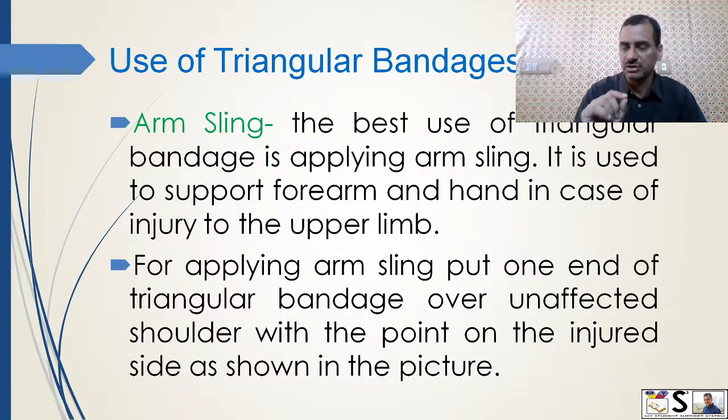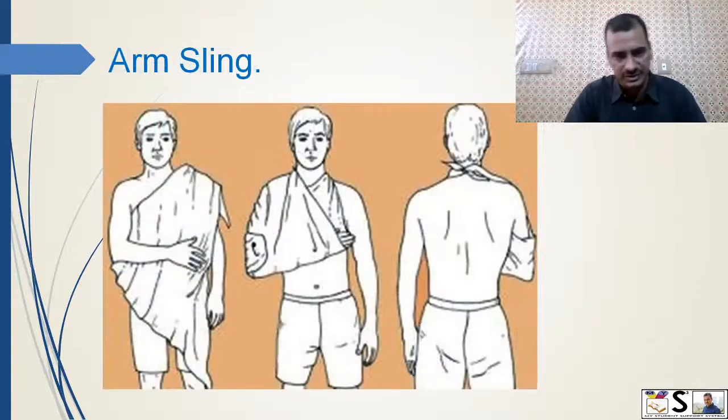We should keep in our mind that if the right hand is damaged or injured, then we put one end on the left shoulder. I will show in the picture also. And the point should be towards the injured side. Okay, let us see this picture.